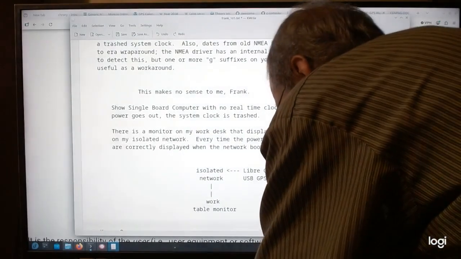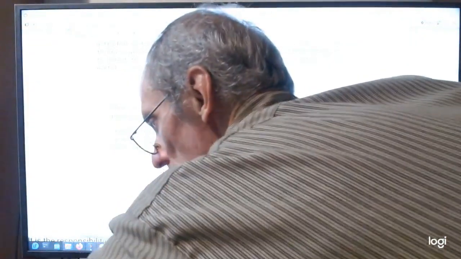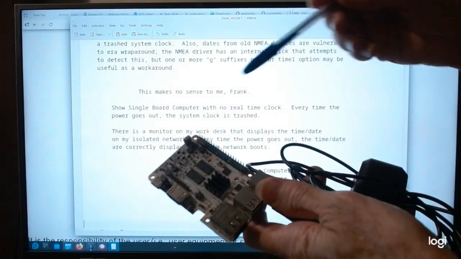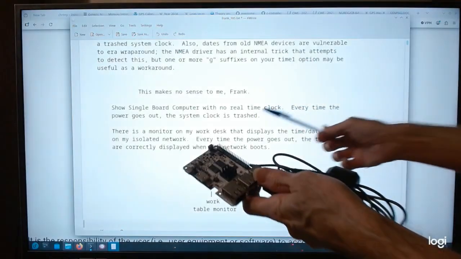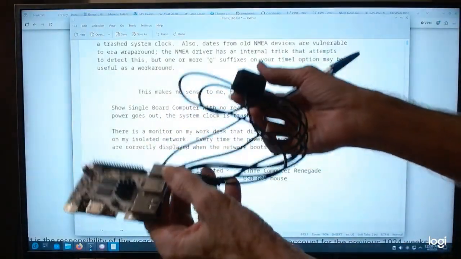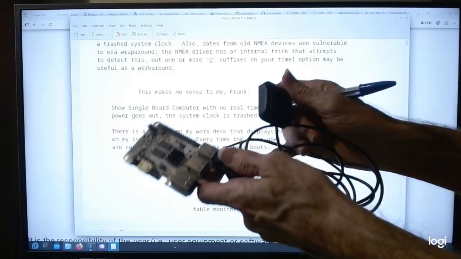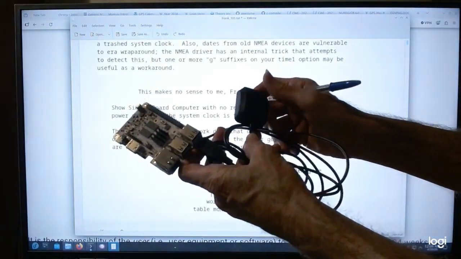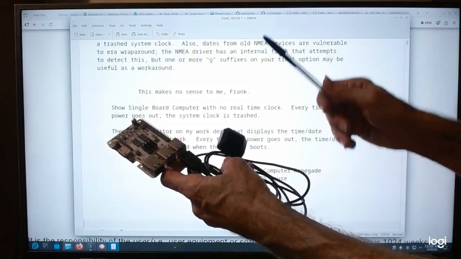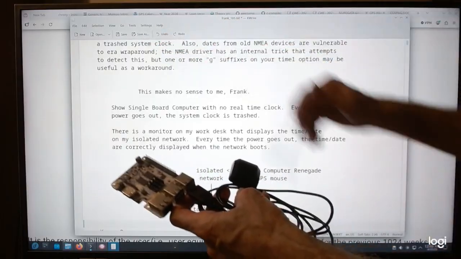See this right here? Now this is a single board computer. There's no real-time clock on here. Every time the power goes out, the system clock is trashed. Now I've got that GPS receiver here, and so when the receiver gets the satellite fix, we'll get the time, the GPS time. But this makes no sense right here.